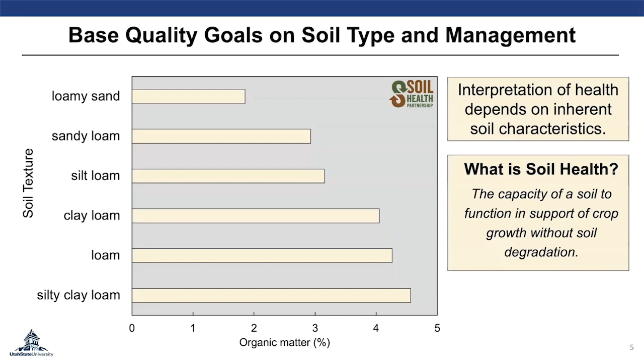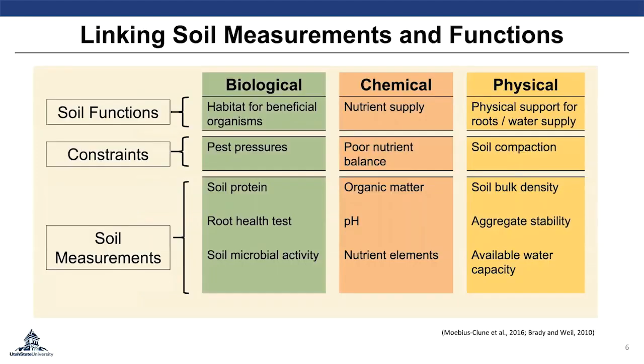In the simplest terms, it's the capacity of a soil to function in supporting crop growth without degrading your soil. So in identifying our soil's health, and starting from where we are in our environment, we want to connect the biological, chemical, and physical functions of the soil that support a productive crop. We want to connect those things with the kind of constraints that we may be seeing that are preventing our crop from being what we want it to be, or from preventing our soil from improving its health.